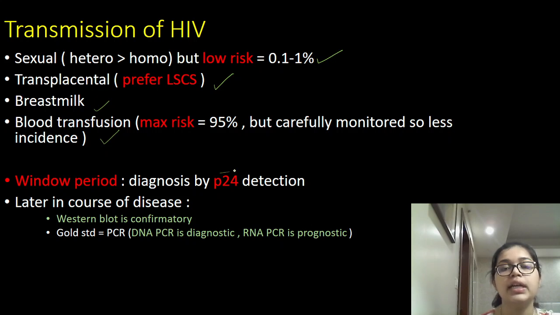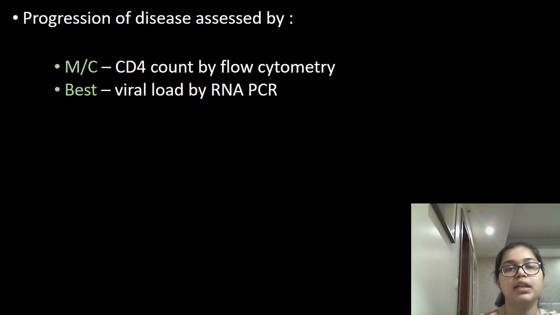In the window period, that is from infection to detection of infection, or that is from infection to actual manifestation, diagnosis can be made by detecting P24. Later on in the course of the disease, to diagnose, Western blot is confirmatory, whereas gold standard is always PCR. DNA PCR is diagnostic, so D for DNA is diagnostic, whereas RNA PCR is prognostic. Progression of the disease can be assessed in two ways, most commonly by doing a CD4 count by flow cytometry. A reducing CD4 count indicates that the disease is progressing, it's not under control, whereas the best way is actually to do a complete viral load by RNA PCR to get an actual idea of the disease.